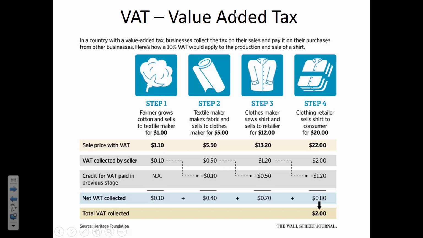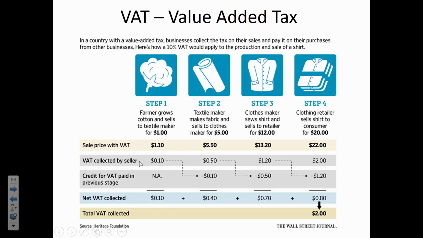So the value added tax is only being applied to how much you improved the state of the item. Take this illustration of selling shirts. When the farmer grows cotton and sells it for $1, the amount they'd have to collect from the textile maker is $1.10. So it's $1 that the farmer keeps, and then they're collecting the 10 cents, which is 10% of the purchase price.